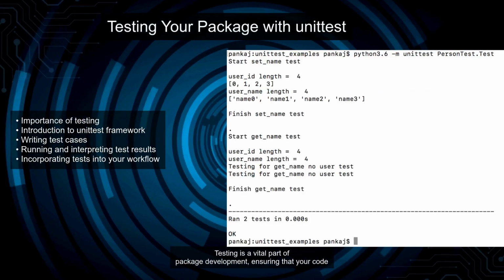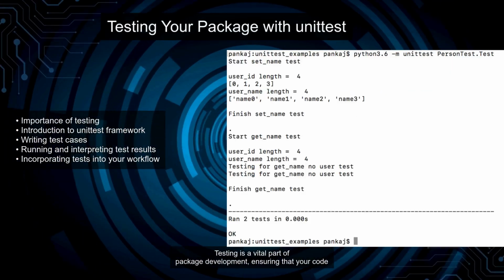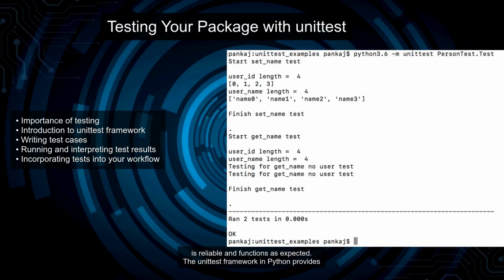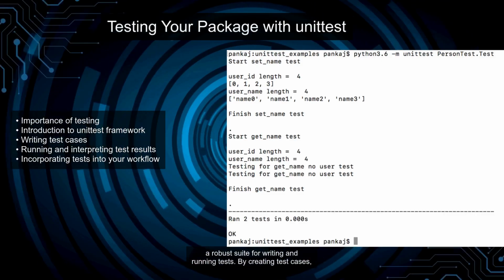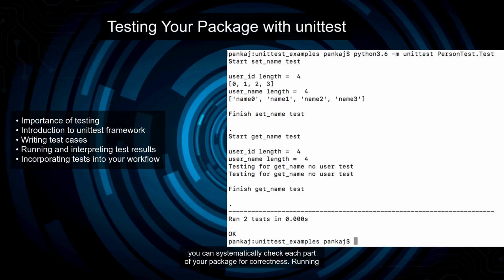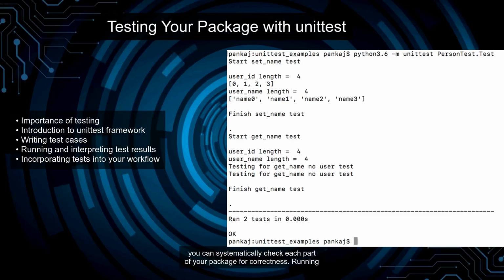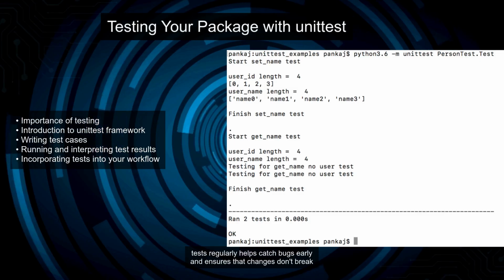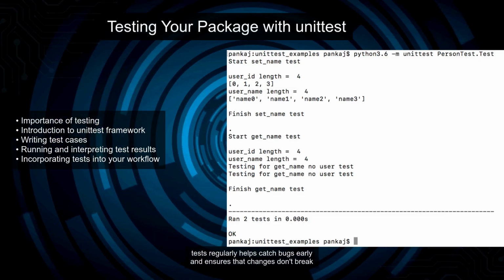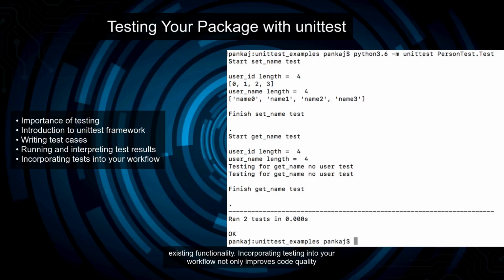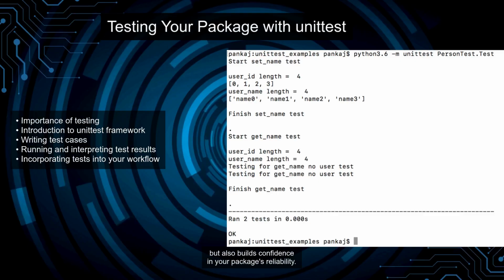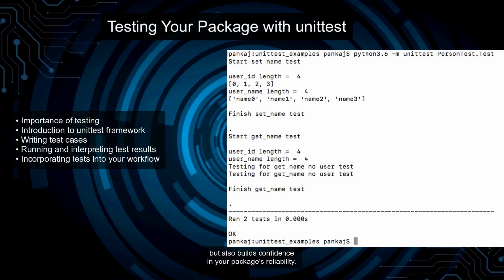Testing is a vital part of package development, ensuring that your code is reliable and functions as expected. The unittest framework in Python provides a robust suite for writing and running tests. By creating test cases, you can systematically check each part of your package for correctness. Running tests regularly helps catch bugs early and ensures that changes don't break existing functionality. Incorporating testing into your workflow not only improves code quality but also builds confidence in your package's reliability.